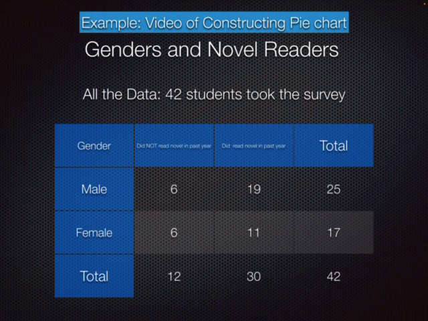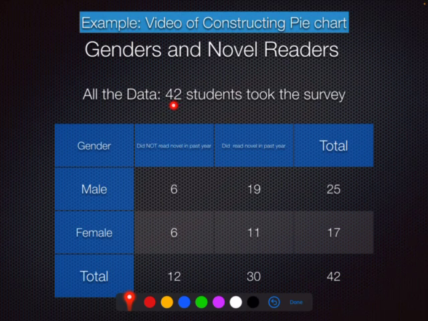Okay. Let's go ahead and expand now. This is a new table. It's the same data now, but we're doing it for a bigger population, just 42 students. The previous table was just a sample of these 42. But now here is the full data set for all the students. So now we got 6 males who didn't read and 19 that did, 6 females who didn't, 11 who did, 12 total who did not, and 30 who did. And let's go ahead then and answer a few questions.